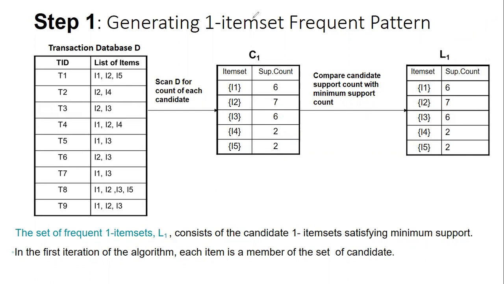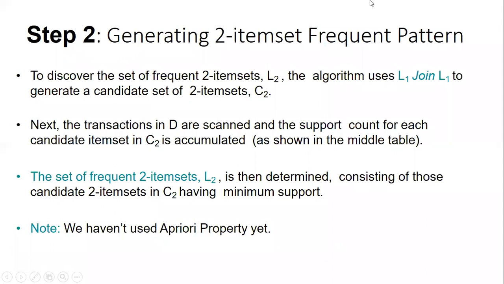So first we found the frequent one item set. One means one item in an item set. So we came up with L1. Then next, we have to move to the next level, that is, generate k plus 1. K is equal to 1 now, so k plus 1, 1 plus 1, 2. That is, we have to generate the two item set.